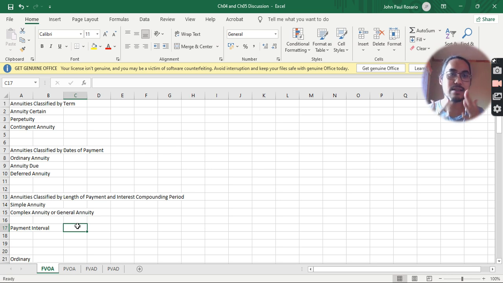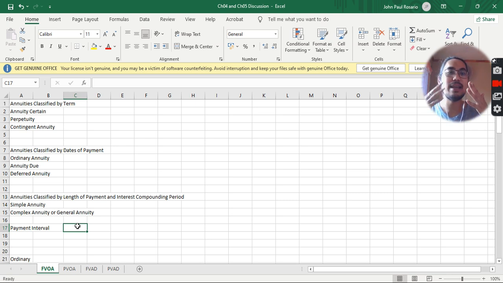So for now, in this series of video, the third series of video, we will be discussing simple annuity. So meaning the payment interval and interest compounding period are equal. So simple annuity that is ordinary annuity. So simple ordinary annuity, meaning the payment interval is equal and the compounding interest period is equal, and payments occur at the end of each month or each period.